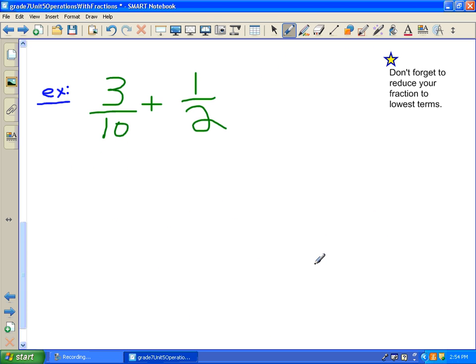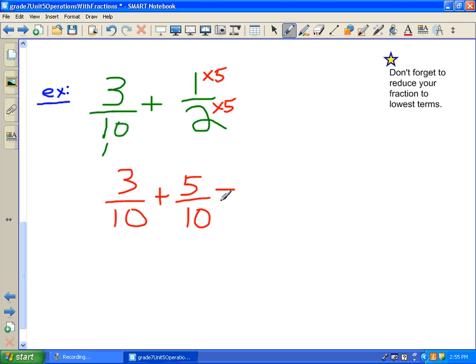The last one here, a little hint, don't forget to reduce your fraction to lowest terms in this case. We count by tens, we get 10, 20, 30. We count by twos, we get 2, 4, 6, 8, 10. So we can make that 2 become a 10 by multiplying it by 5. And we multiply that by 5. So now we have 3 over 10, plus 5 over 10, which equals 8 over 10.